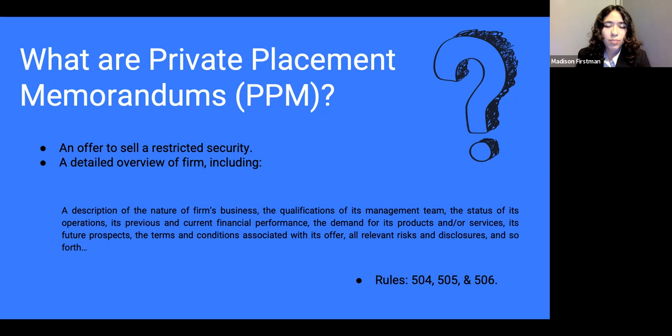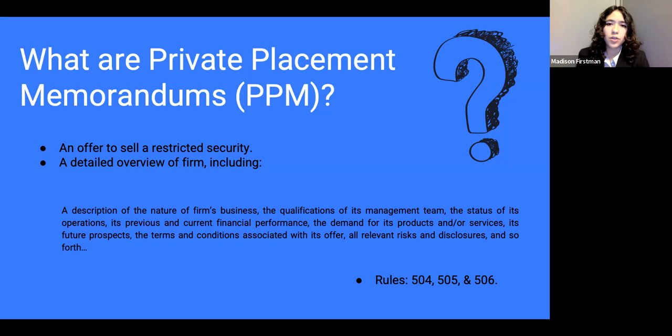Now, essentially a PPM is a lengthy document that acts as an offer to sell a restricted security to a potential investor. It's similar to a business plan in that it includes a very detailed overview, but it has several differences. For example, it's descriptive, objective, and factual in nature. It's supposed to be as accurate and complete as possible. There are several components that a PPM has, and it serves several functions.